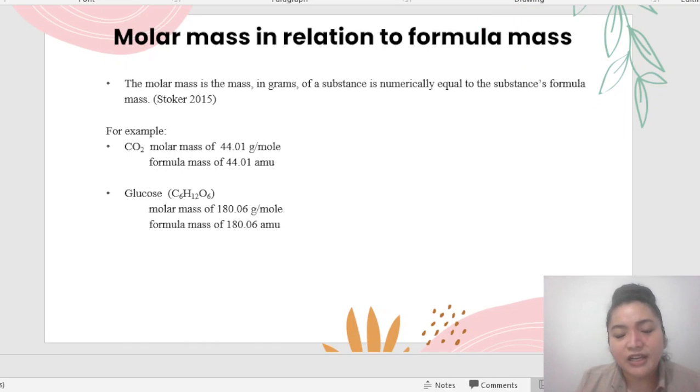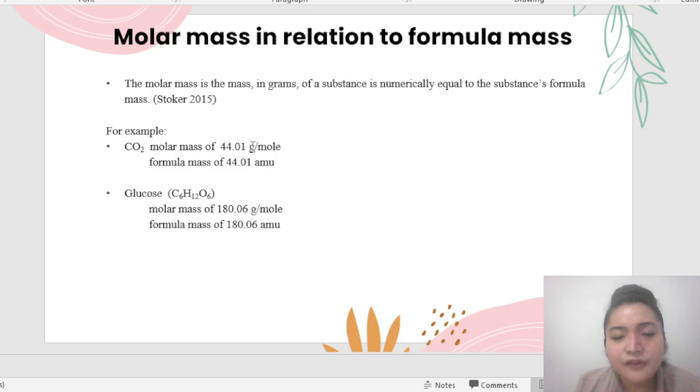Molar mass in relation to formula mass. Again, as I have mentioned before, your molar mass has the same procedure as that of the formula mass. The only difference is their unit. So we have the examples for carbon dioxide and glucose. As you can see, my dear students, the molar mass that we calculated a while ago was 44.01 gram per mole. So this is molar mass, because the unit is gram per mole.